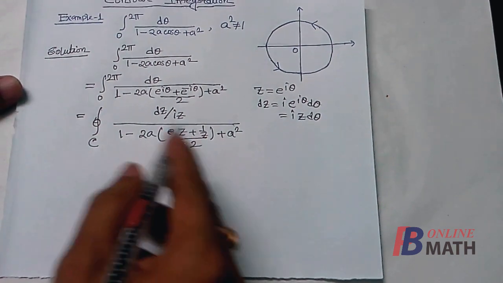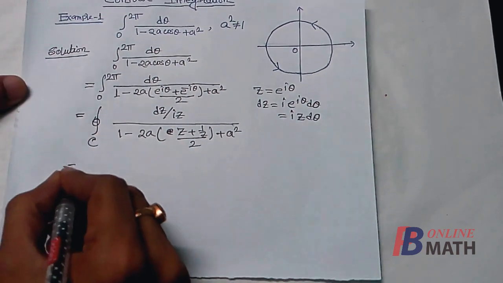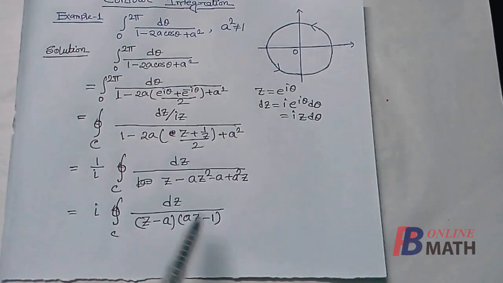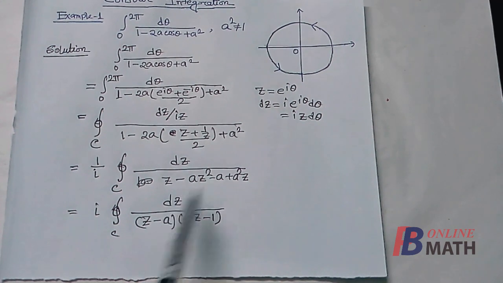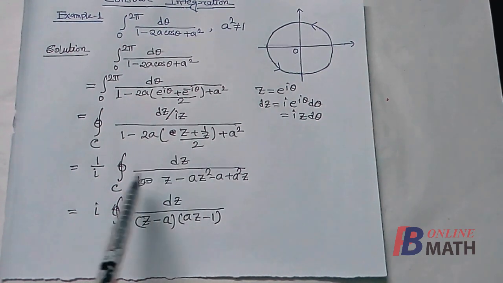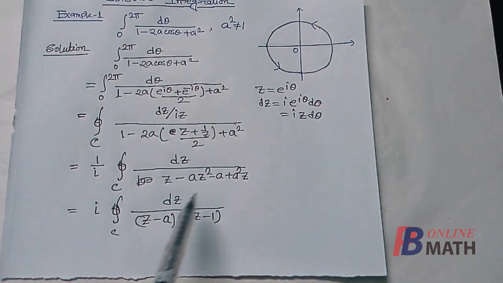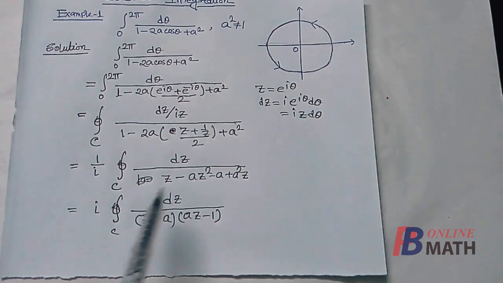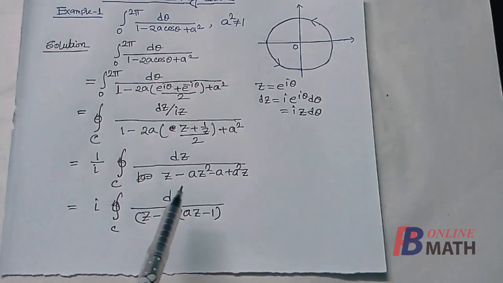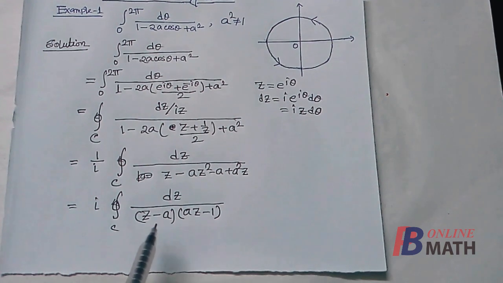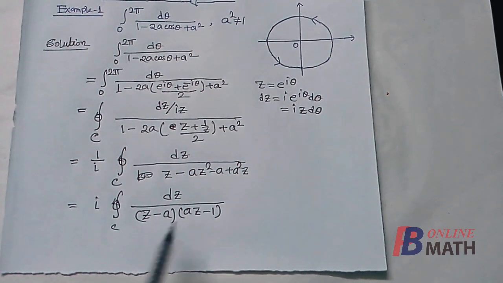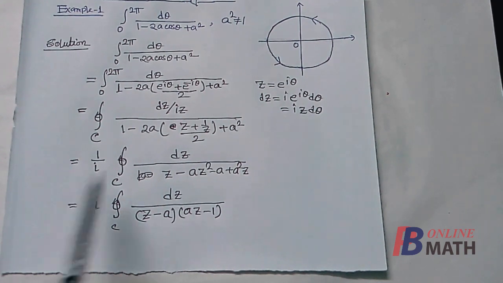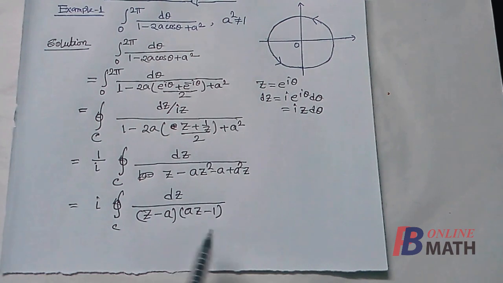Now rearranging all the terms, we find that this is equal to this one. Taking minus 1 common, and after the factorization, this is equal to z minus a into az minus 1, and it is actually minus i, so multiplying this by minus 1 it becomes i. So this is our integral.